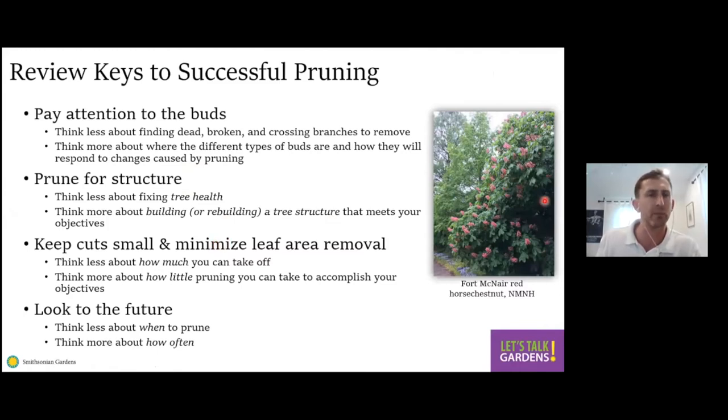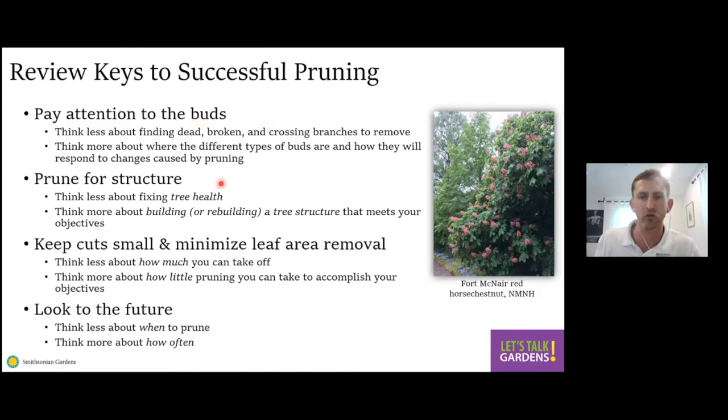So again, following up on that basic thought process, here are a few highlights that I really want to zero in on. First, pay attention to the buds. When learning to prune, many of us are taught to look for dead, broken, crossing branches, and that's not necessarily bad, but we don't see the bigger picture. So I'll advocate a lot more for paying attention to the buds on the tree, which we'll talk about in a second, and thinking about how trees will respond to our pruning cuts.